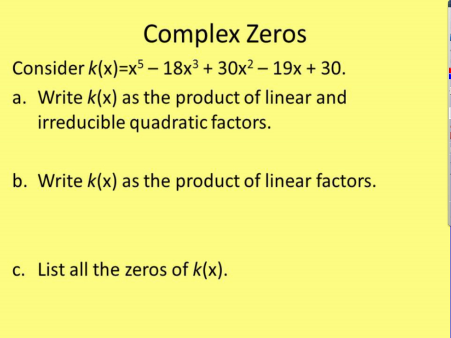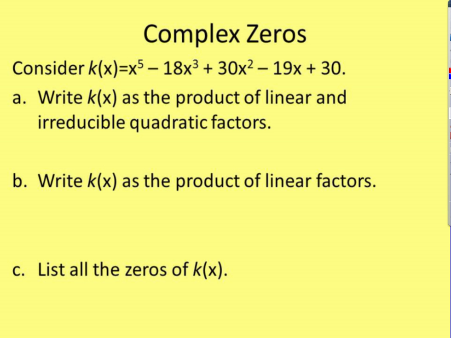So if we take a look at this polynomial, we're going to write k of x as a product of linear and irreducible quadratic factors first. Then we're going to write it as linear factors. So first we're going to write it out with just the reals, and then we're actually going to break it down farther, and we'll have complex numbers. And then we're just going to list all of the zeros.